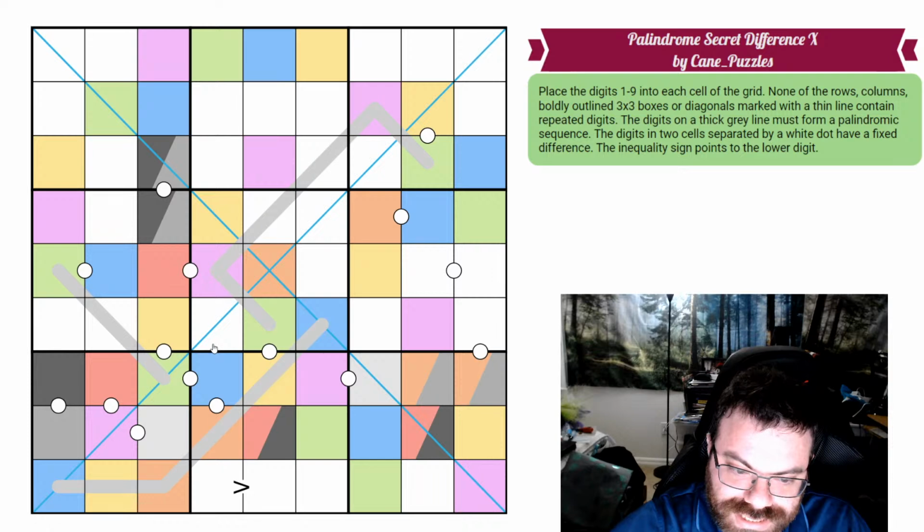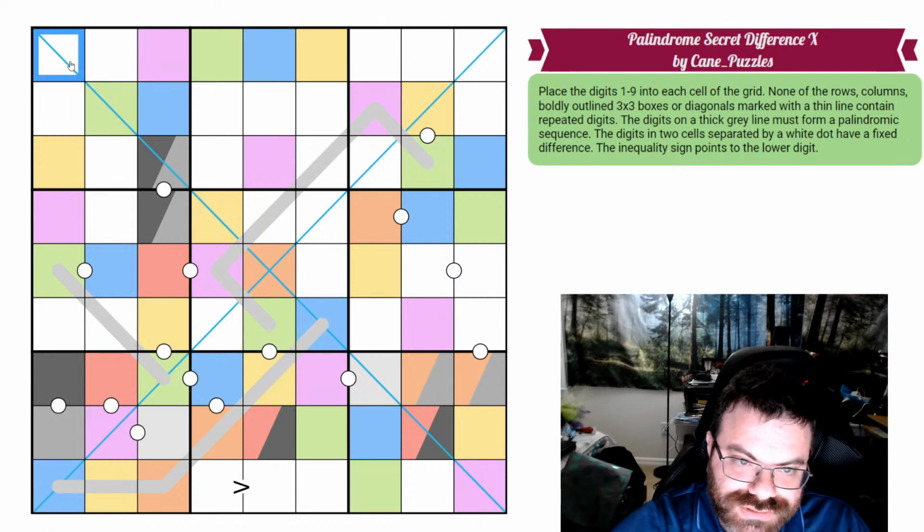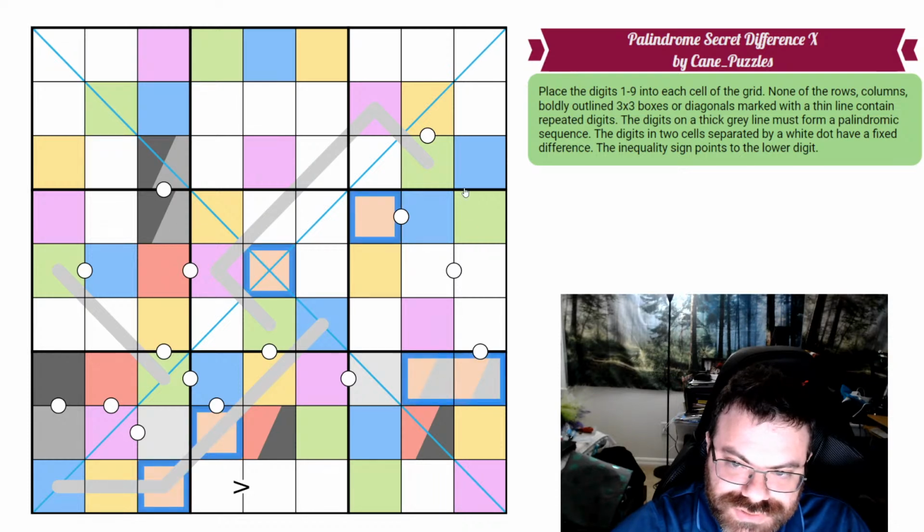What else do I need on the diagonal? I need a red on the diagonal. I think red could go anywhere at this point. Maybe I should finish oranges then. So orange doesn't go here or here. Orange doesn't go here. Don't know if I can finish the oranges.